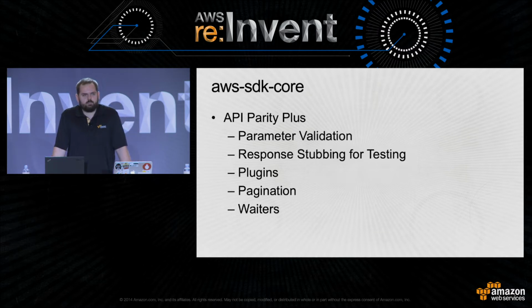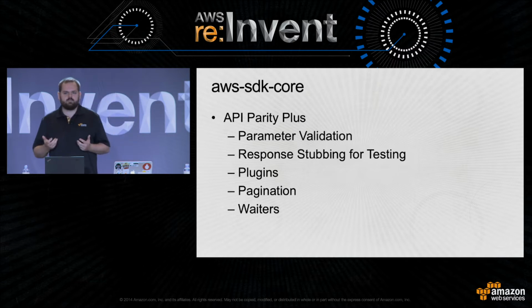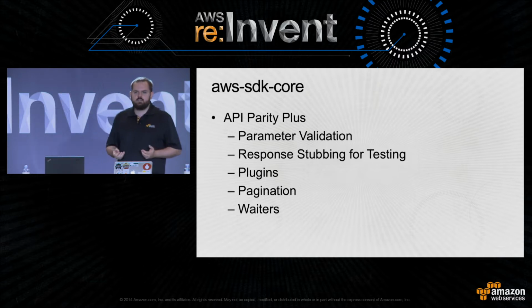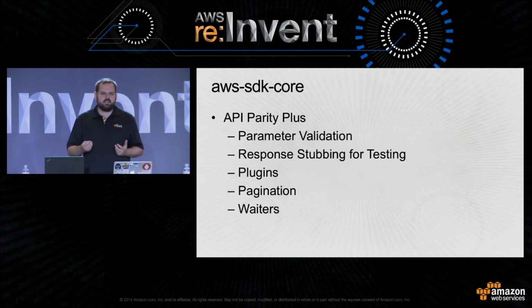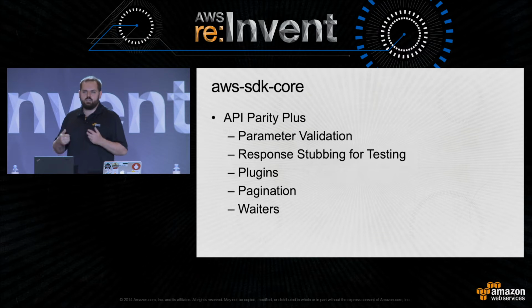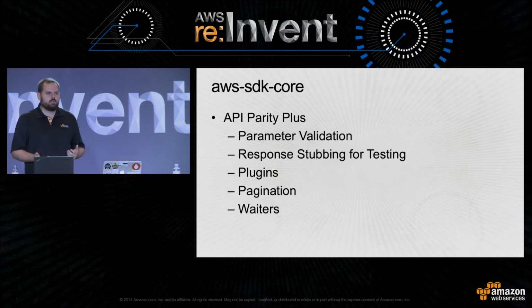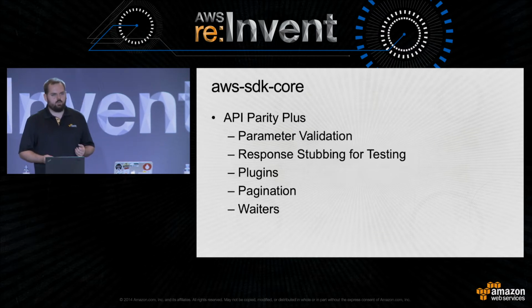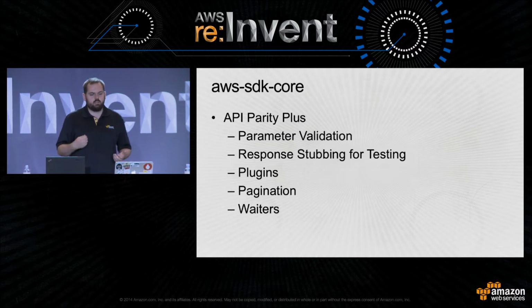We also have a plugin architecture. So some features like client-side encryption for S3, or just general stuff like signing, we have within a plugin architecture, which you can modify or add to, either with a pull request if you have a new feature that could be helpful, or locally for your own use of the SDK.